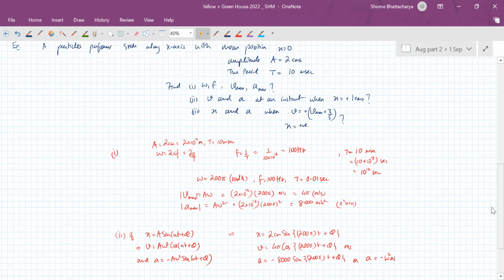So don't we have to put 2 centimeters in meters here? You can put it, doesn't really matter. You can just write it as 2 sine omega t plus phi. It's understood that x is in centimeters.